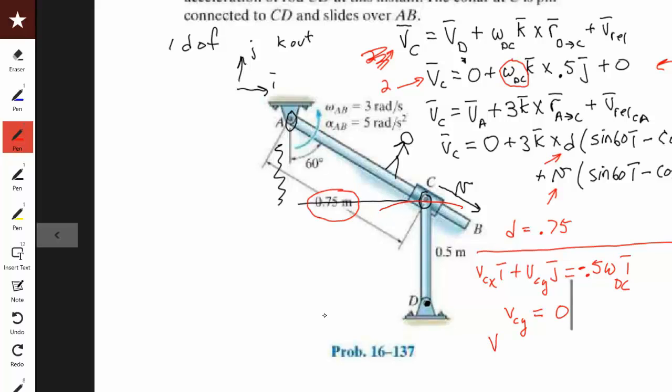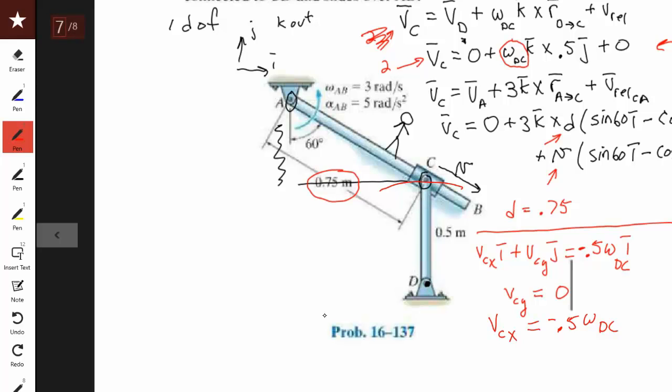Okay, for the left-hand side, how many x's? I have vcx. That's the only one I got. How many you got over here? I've got minus 0.5 omega dc. Okay, there we go. Now let's get the second equation. This one right here. And let's punch numbers in and see where we go with that one.